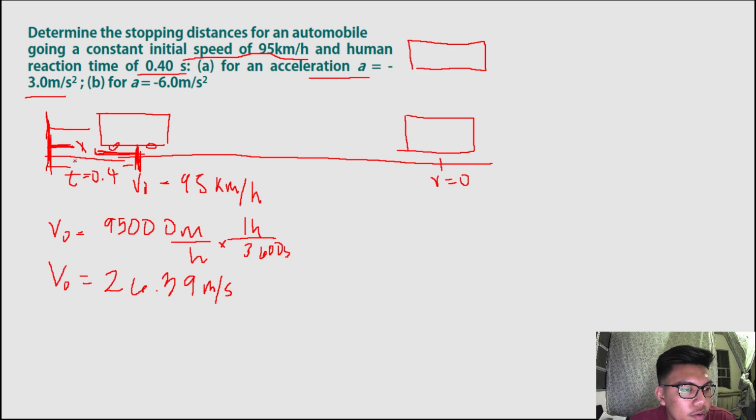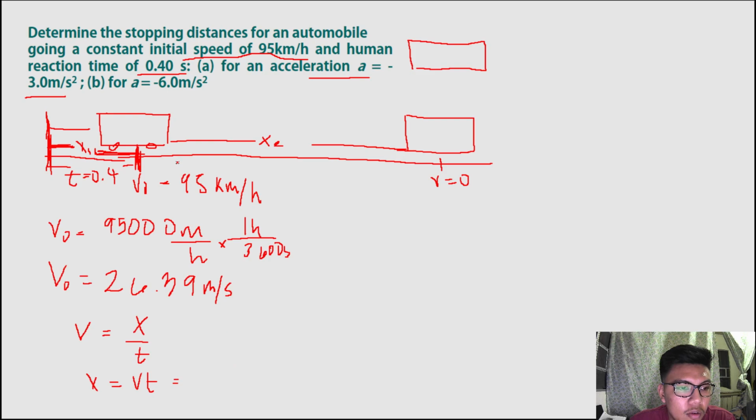Okay, so 0.4. Gano'n yung na-travel niyan, yung x na yan? Sabihin natin this is x sub 1. Tapos itong part na to is x sub 2. Total distance traveled is x sub 1 plus x sub 2. Okay, so x sub 1, so we have v is equal to x over t. Solving for x, we have x is equal to v times t.